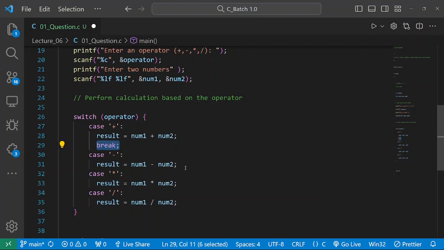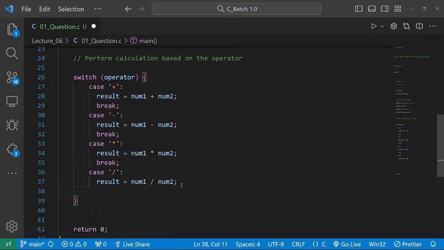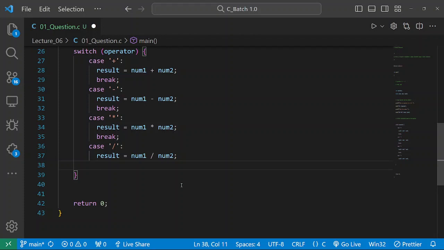Let me copy it and paste it in all cases. Yesterday I took a question where I explained the concept of dividing a number by 0. So in division, what happens? We deal with an error, which occurs when we divide a number by 0. So for good practice and a good result, you can write a better condition to impress your interviewer, and also your professor in your exams. You can write a check for division by 0.